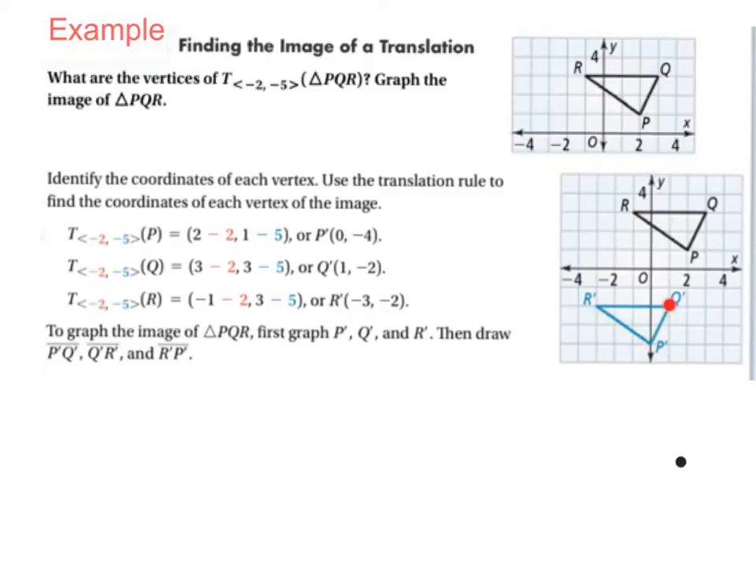And if you were to look at the vertices, then the transformation of point P is going to map to P prime at 0, -4. Transformation of point Q, basically all we have to do is subtract 2 from the X and subtract 5 from the Y. And we get 1, -2. And likewise with R, we get -3, -2. The way that they showed this example was they found the points first and then they graphed it.